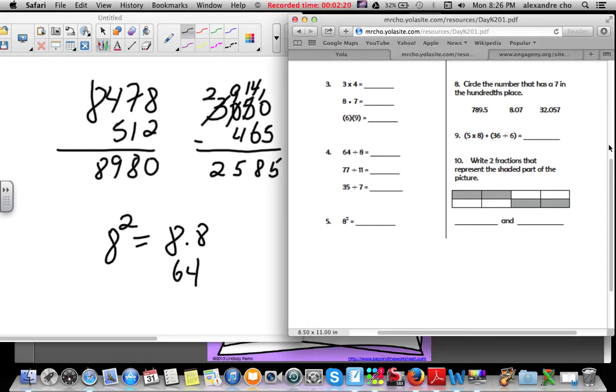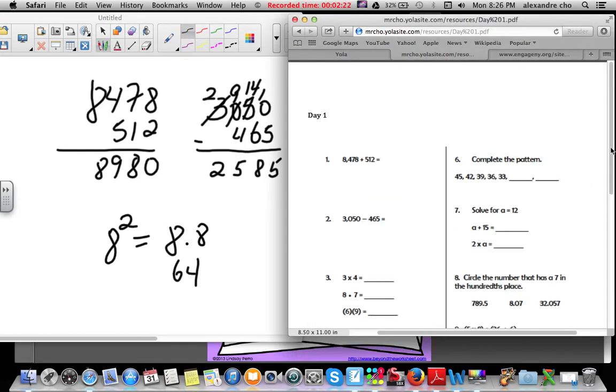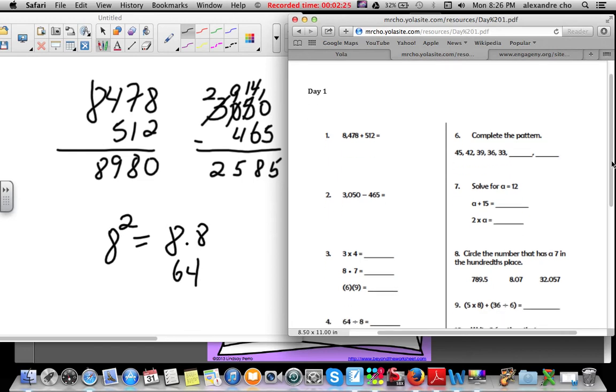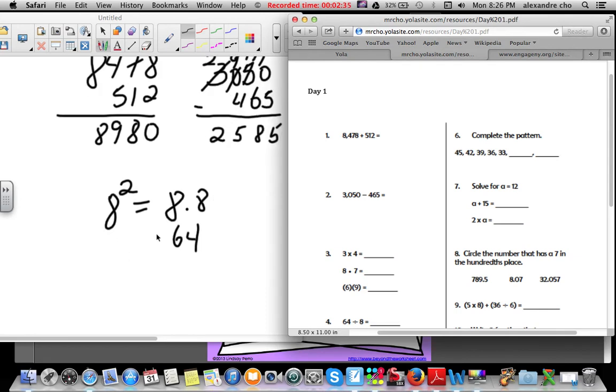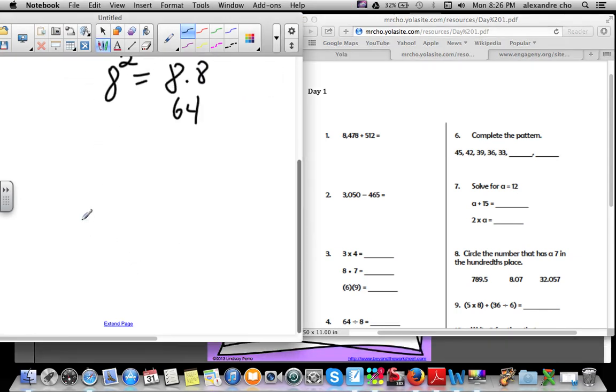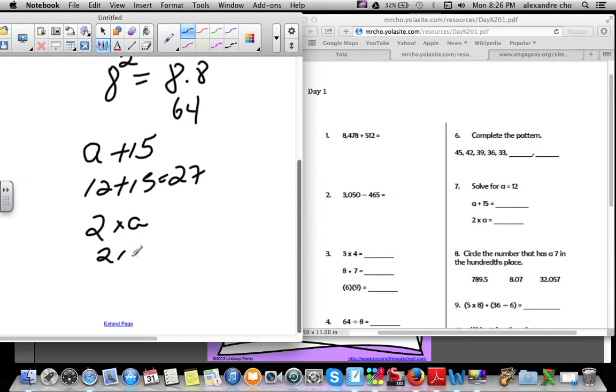Okay, let's go up here. Number 6, complete the pattern. 45, 42, 39. Hopefully you notice it's decreasing by 3, so the next number should be 36, and the next one after that 33. Okay. Number 7, it's substituting, and it's solved for a equals 12. So the first expression is a plus 15. You substitute and get 12 plus 15, which is 27. And then the bottom one is 2 times a, or 2 times 12, which gives you 24.